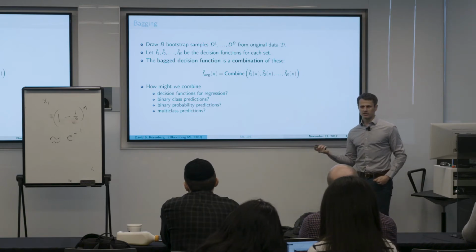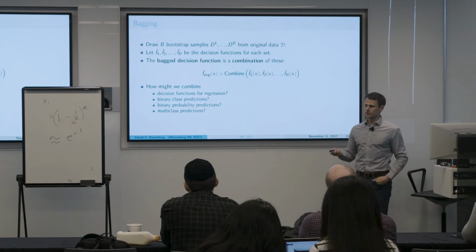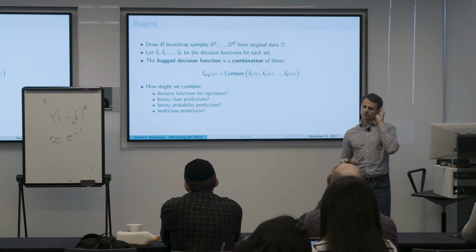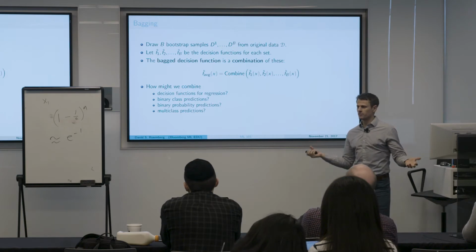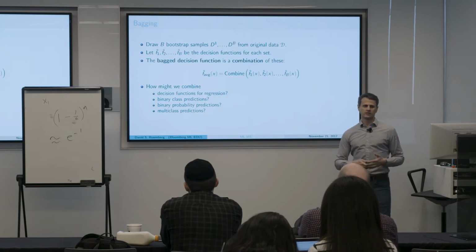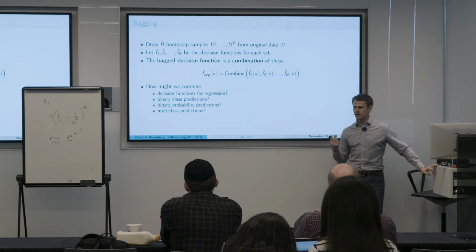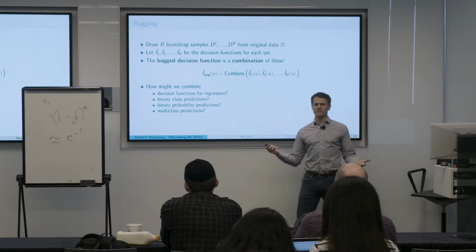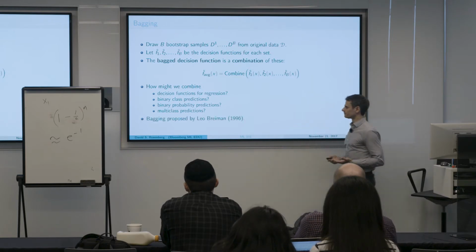So what will keep this from being a big win? Well, the fact that it's not really independent samples. The fact that these are bootstrap samples and not truly independent samples is what's going to keep us from achieving the full reduction in variance that we might hope for.